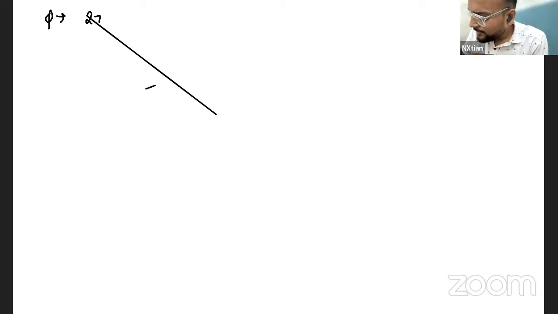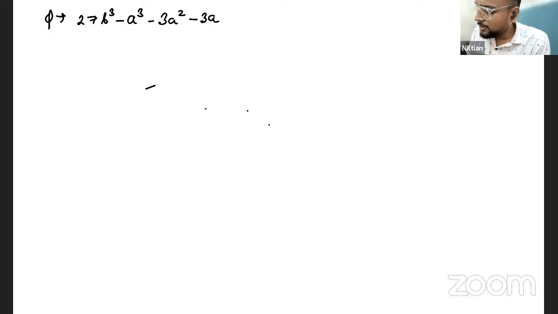Okay. So the question is this one: 27b cube minus a cube minus 3a square minus 3a minus 1. This is the thing.